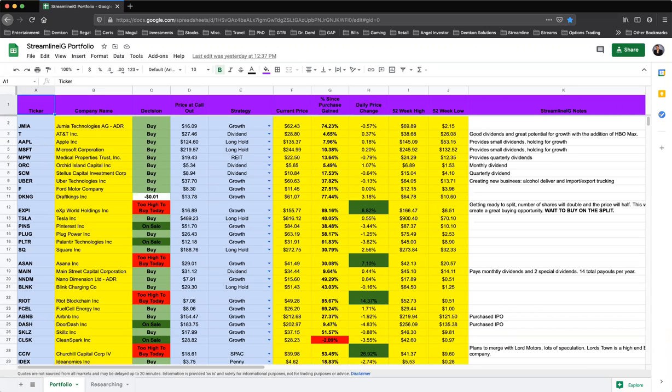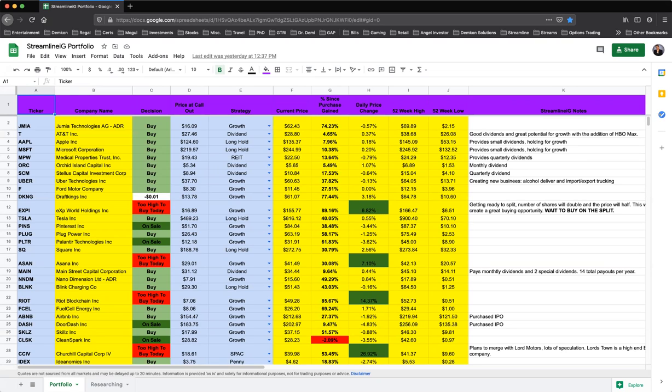What we have for you today is a quick tutorial where we're going to review the StreamlineiG portfolio. For the most part, you're going to find pretty much everything we've ever posted: the target price, the price at the time that we called it out, and what the current price is. This sheet is active, live, and dynamic, so it's going to automatically update certain things and provide different decisions that we would actually use ourselves.